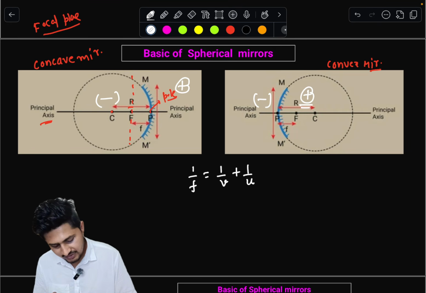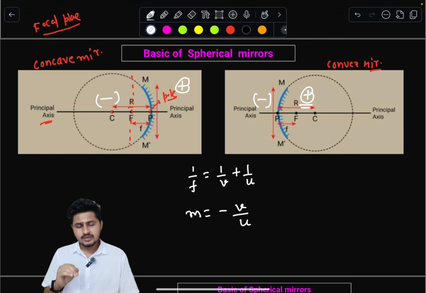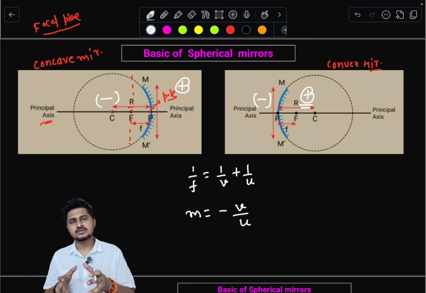One more formula we have is the magnification formula, m = -v/u. This minus comes through derivation. After putting all the values of v and u with sign convention, we have to keep this minus, then we will see whether m comes out positive or negative.